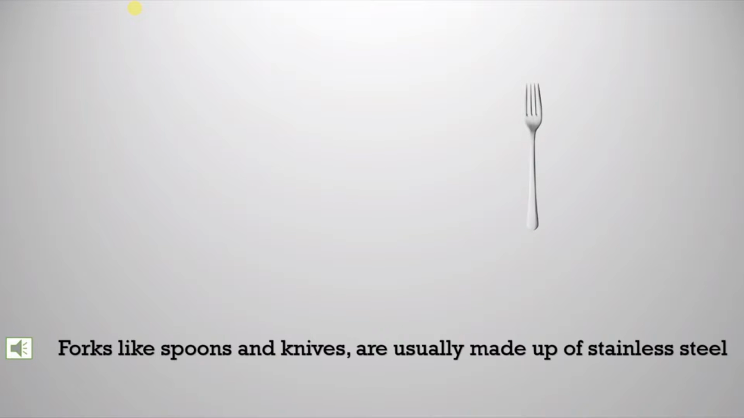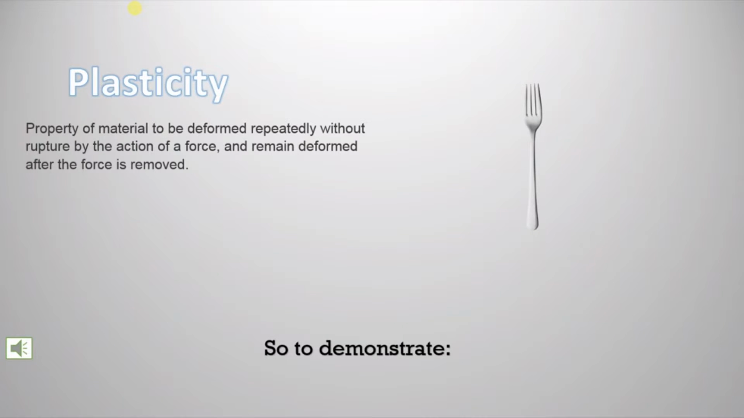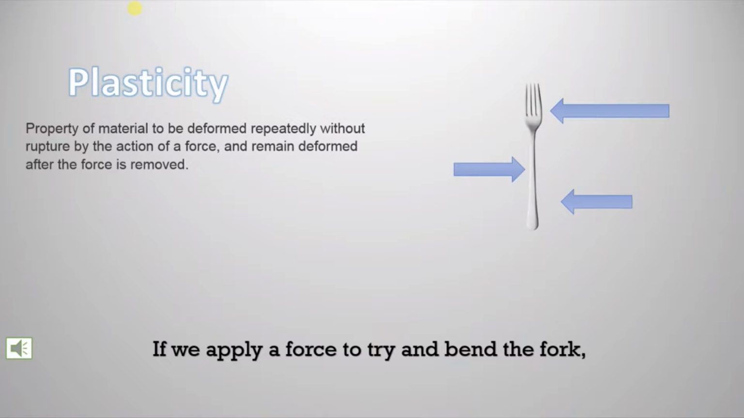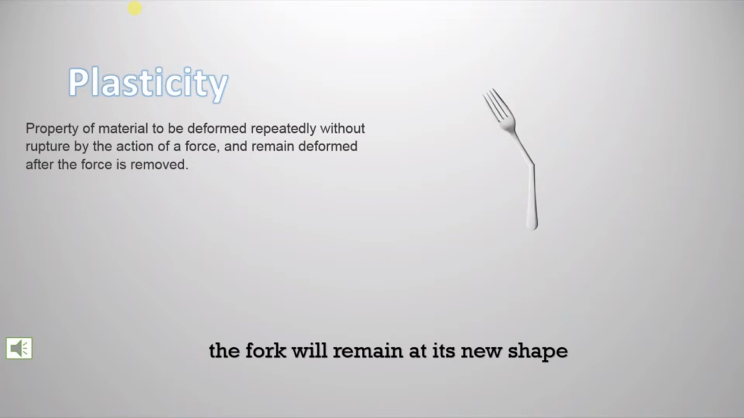Forks, like spoons and knives, are usually made up of stainless steel, and stainless steel, like other materials with the property of plasticity, can undergo deformation without going back to its original shape. To demonstrate, if we apply a force to try and bend the fork, it will change its shape and is permanently deformed, meaning once you remove the applied force, the fork will remain in its new shape.